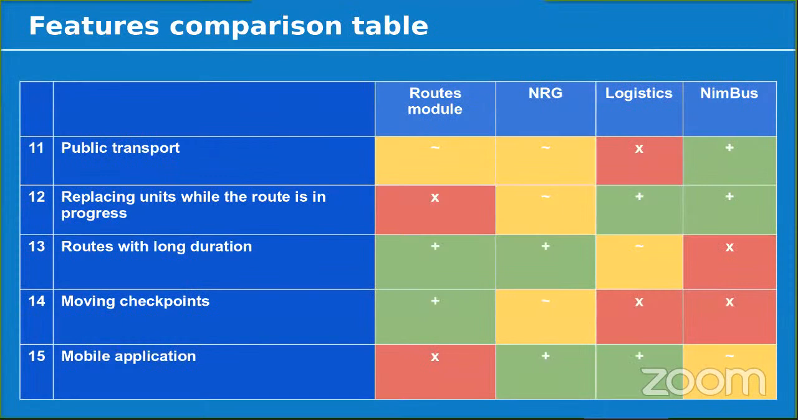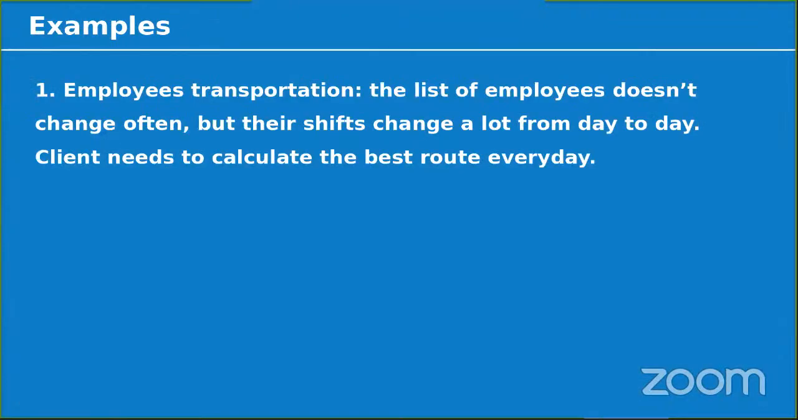So it seems like we have finished looking through the comparison table. Sounds great. But I want us to check it in practice. And I've prepared several examples for it. So the first one, let's say the client wants to control the buses for transporting employees to the working place, some kind of enterprise. The list of employees doesn't change often, but their shifts change a lot from day to day, and the client needs to calculate the best route every day.